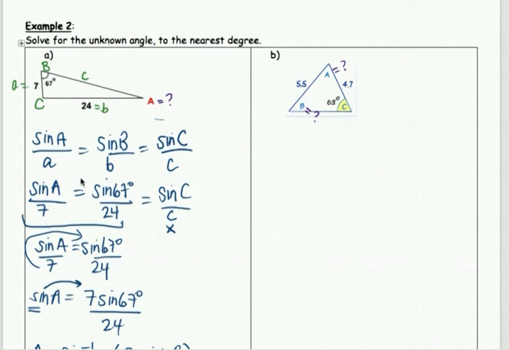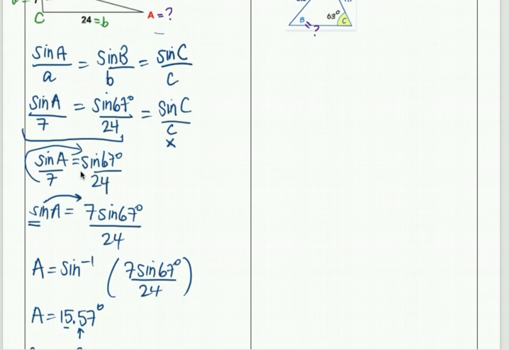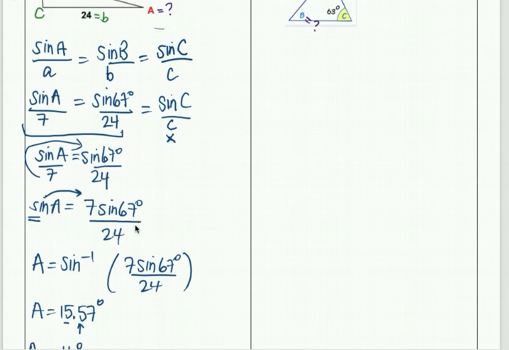And then if you had to find the next angle, then the angles in a triangle add up to 180. So even though this isn't a right angle triangle, that rule still applies. They should all add up to 180.